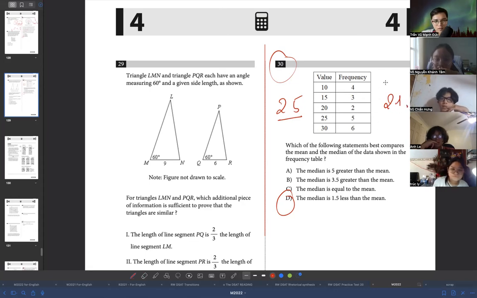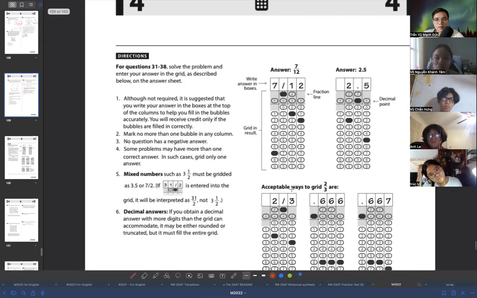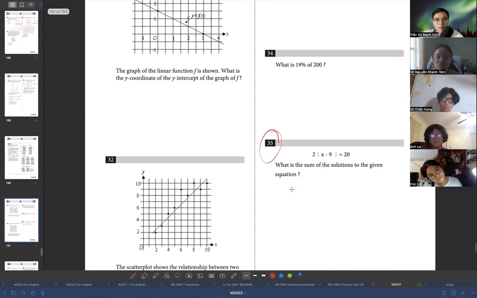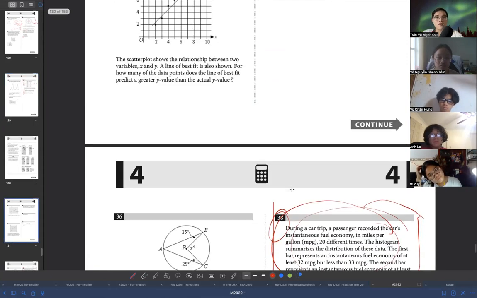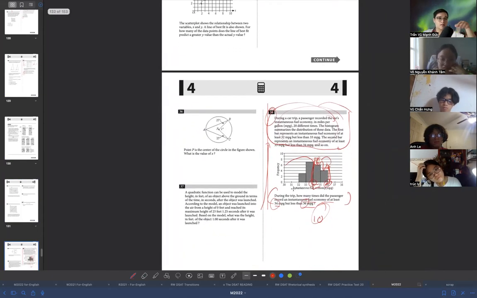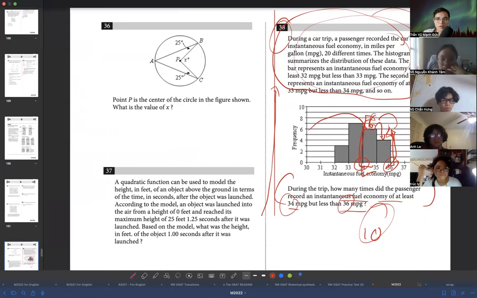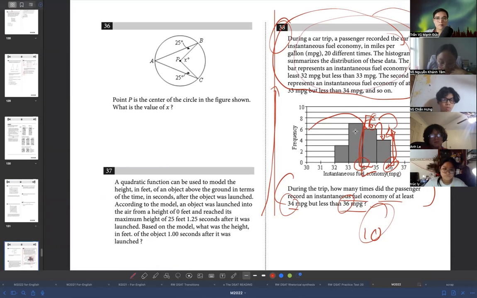And what is your final decision? B. B is 3.5 greater than the mean. Yes, exactly. 3.5, right? So it's not D, it's B. Okay, great. The second most common mistake is miscalculation. So don't miscalculate, everyone, be careful. And when you check the answer, remember to check the very last sentence. What are they asking about? And then you can conclude your answer is right or wrong.